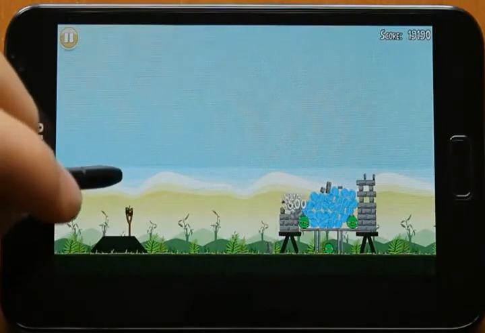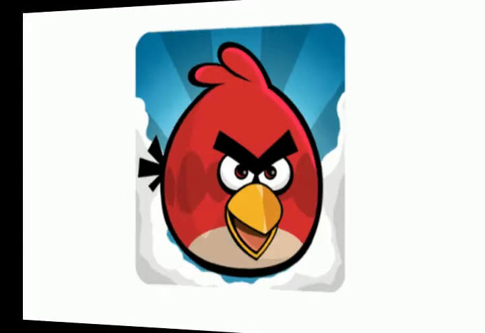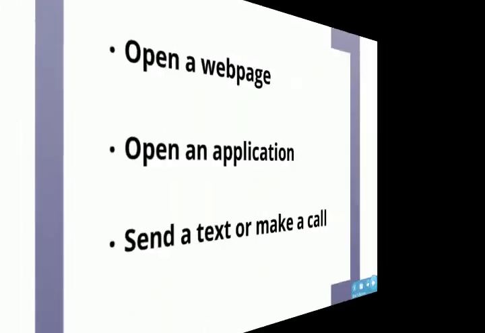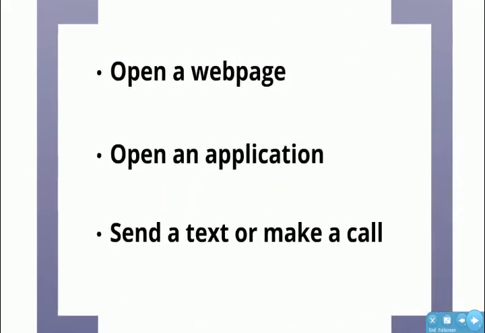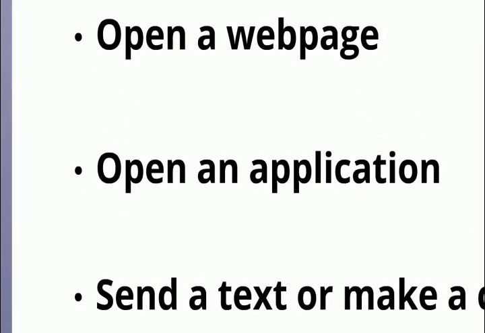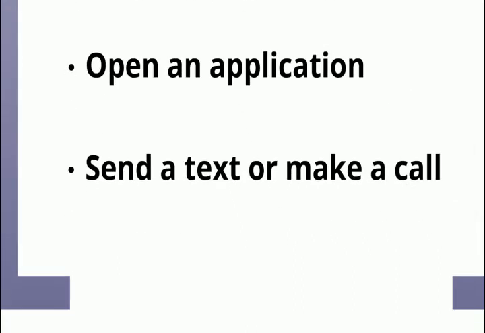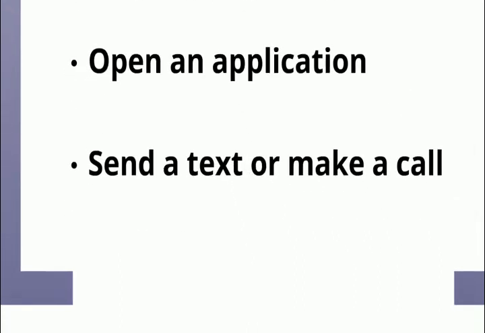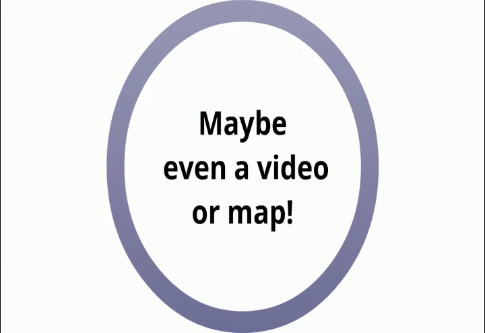Generally, with this type of in-app ad, you'll get taken to one of three places. The first is a web browser. Second, we'll open the application that is being advertised. And the third and least common is that we'll send a text message or make a call. In more specified cases, you may be taken to a video or a map showing the location of the product or service being advertised.